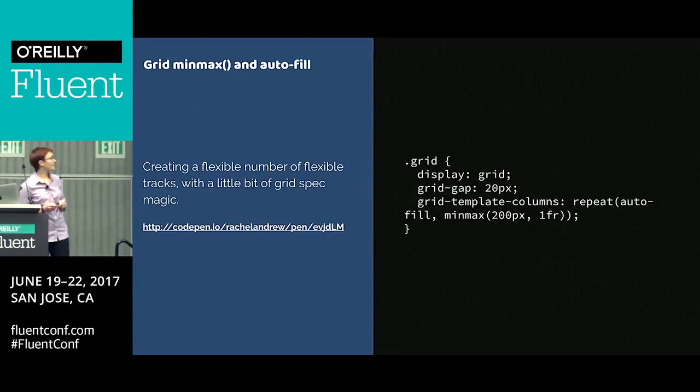And to do that, we apply this to the container. That's all we need to do. We don't need to apply things to the item when we're working with grid layout. We're using the repeat syntax. We're autofilling columns that are a minimum of 200 pixels and a maximum of 1fr, so the space gets distributed between them.